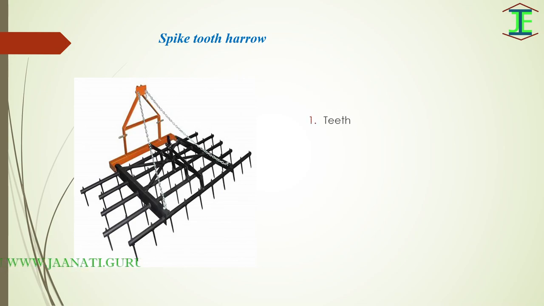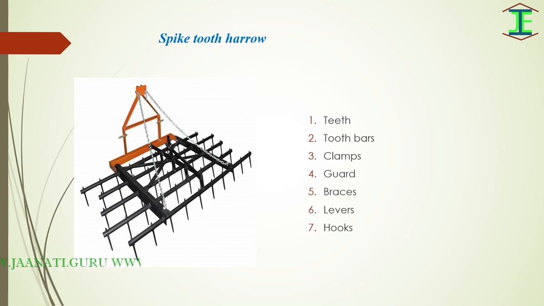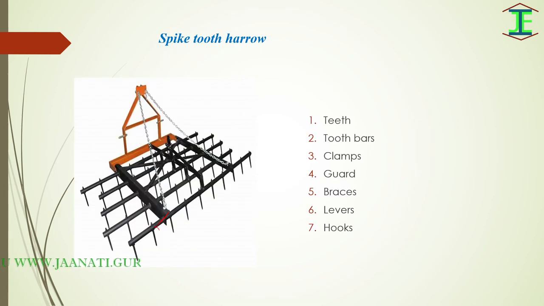The components of this spike tooth harrow are teeth, tooth bars, clamps, guard, braces, levers, and hooks. The teeth may be square, triangular, or circular in shape. And these tooth bars are made up of wood or steel. And the clamps are used for fastening the teeth to the tooth bars.